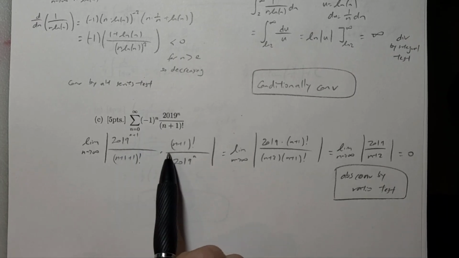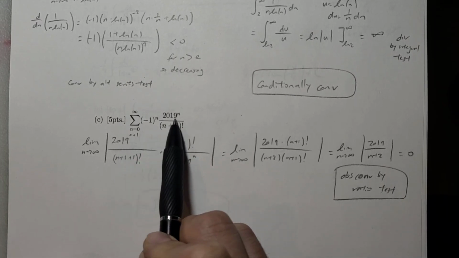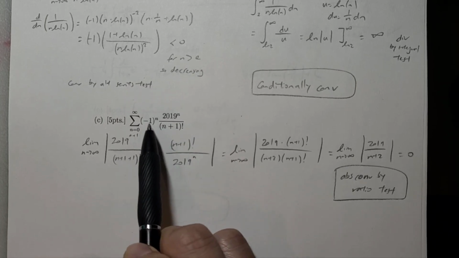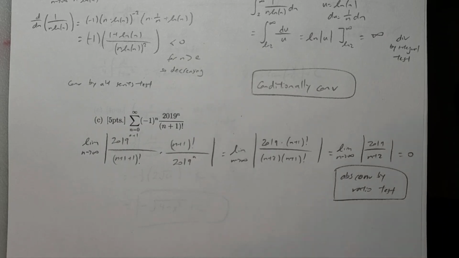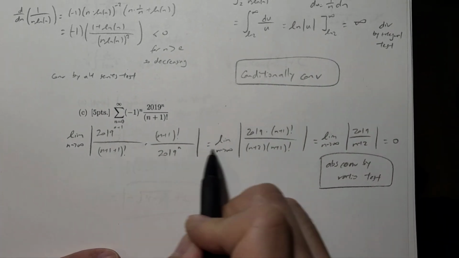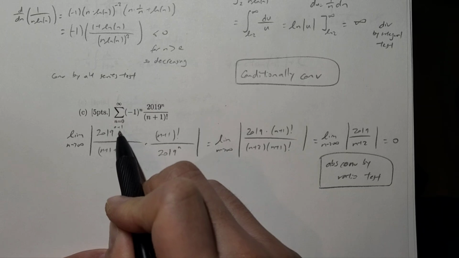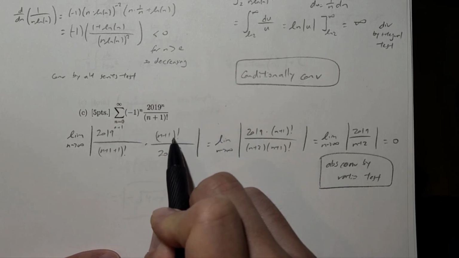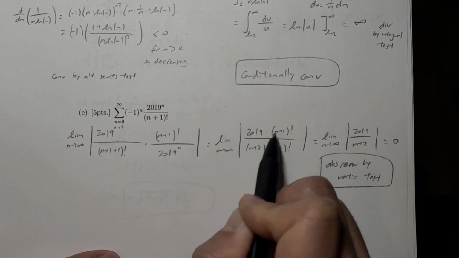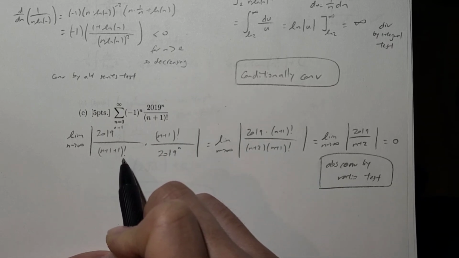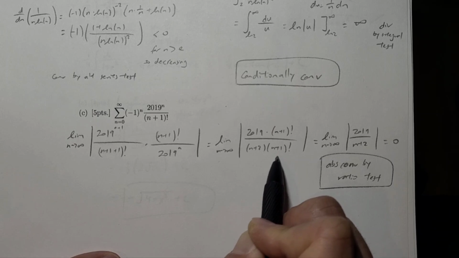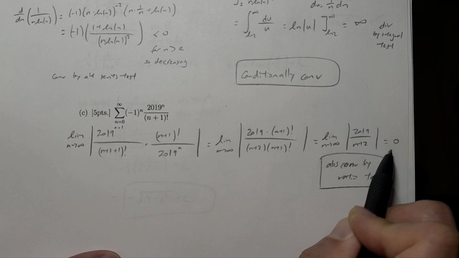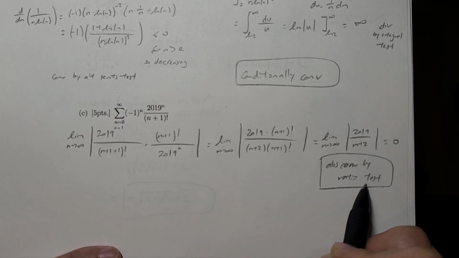A sub n plus 1 divided by a sub n, meaning where there's n, replace it with n plus 1, and then multiply by the reciprocal. Don't have the alternating sign because we're in absolute values, so it would go away anyway. Okay? So we go through the motion simplifying. 2019 to the n plus 1 divided by 2019 is just 2019 to the first power. n plus 1 factorial is on top still. n plus 2 factorial is n plus 2 times n plus 1 factorial. Okay? These n plus 1 factorials cancel. Now we take this limit, it is 0, which is less than 1, so it absolutely converges by the ratio test.